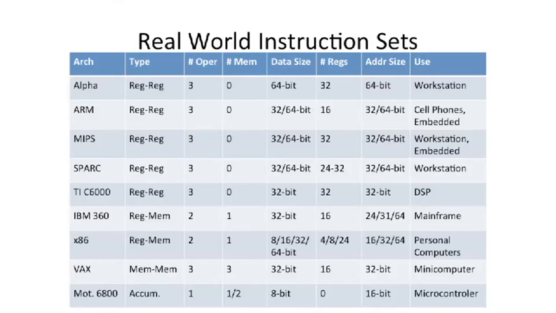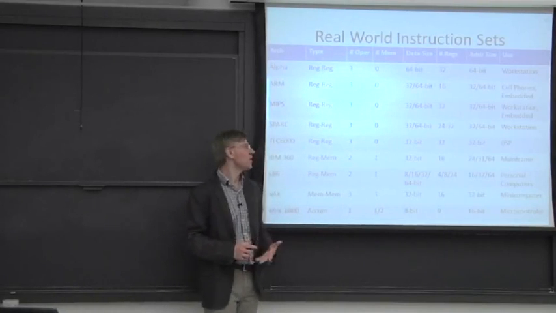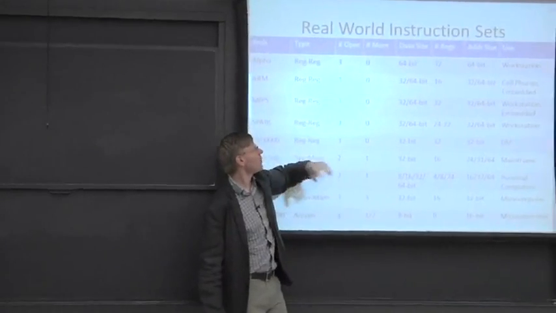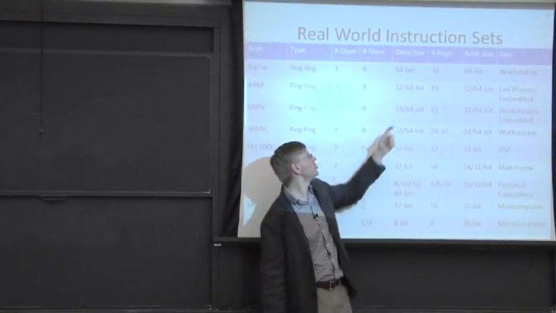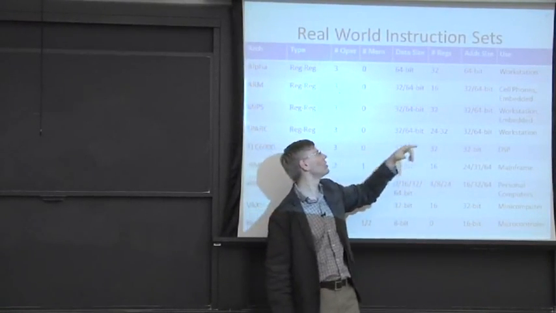Then you can see something like ARM. ARM is used in my cell phone. It's an architecture that has a lot of different implementations, and they've licensed it to lots of different people, but it's also register-register-register, 3 operands. There's a 32-bit data size, and now there's a 64-bit data size that has just come out.